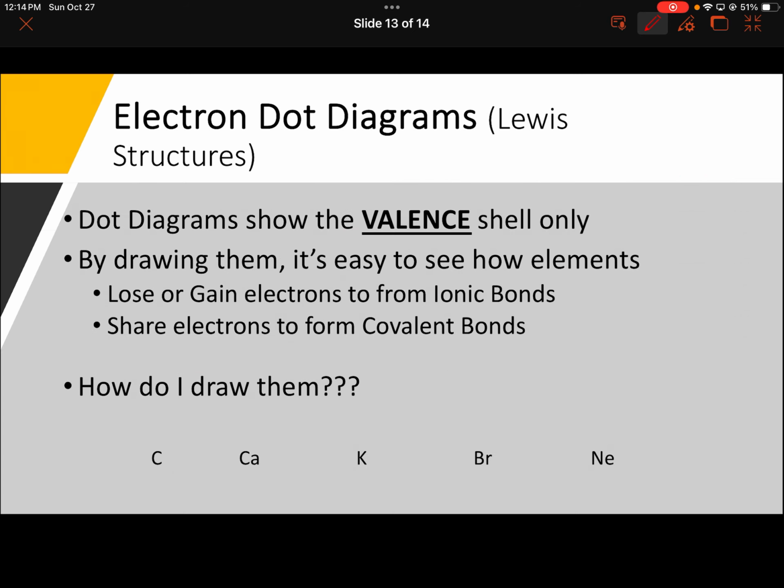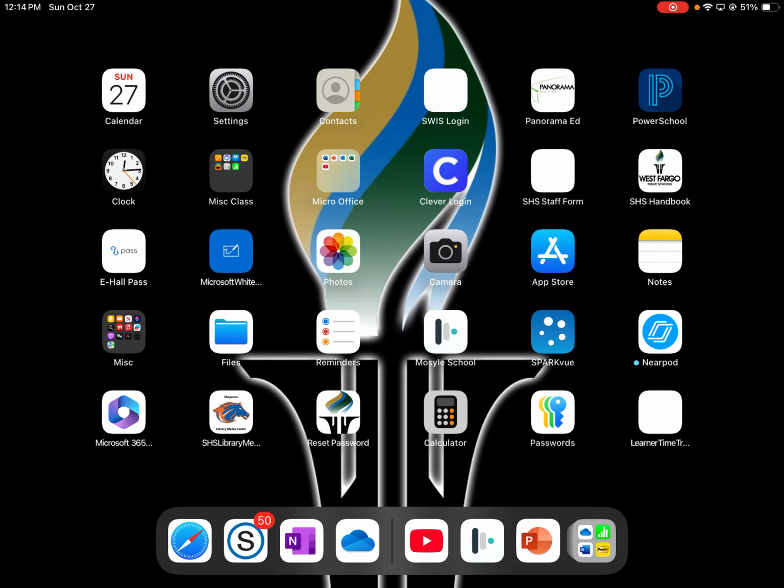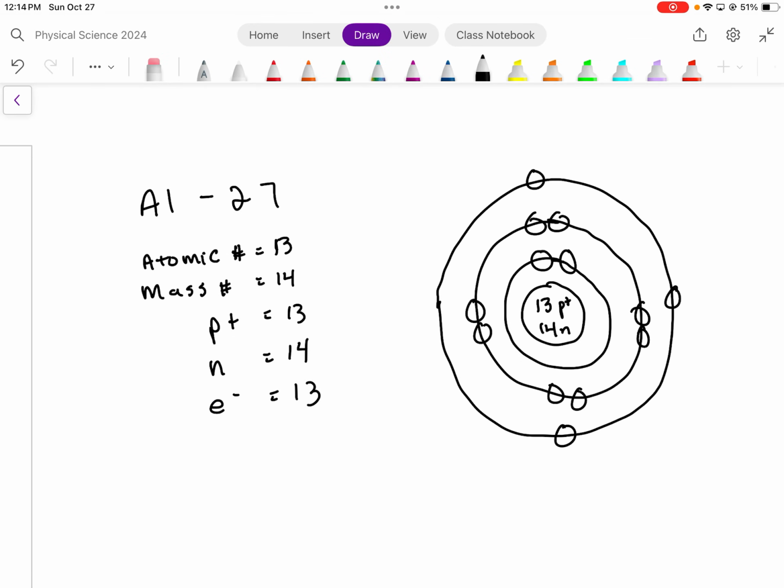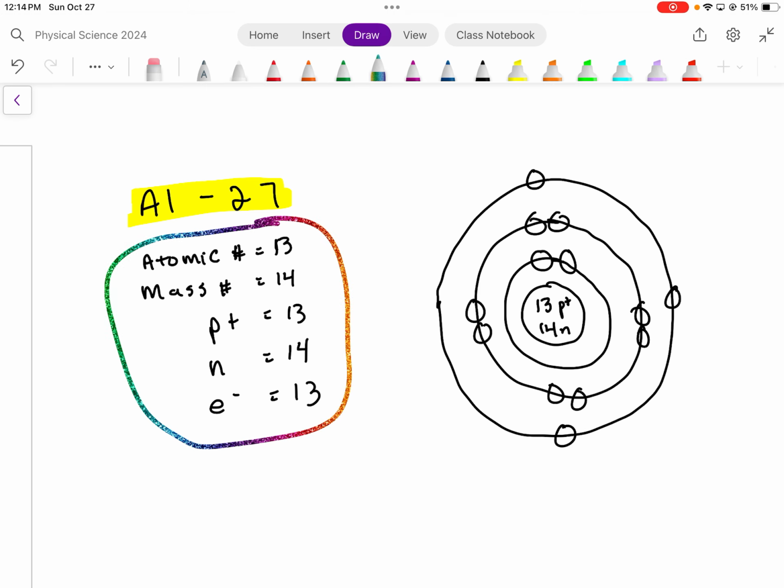So what we're going to practice, you guys, is doing some dot diagrams. And dot diagrams show the valence electrons only. And so by drawing them, it's really easy to see if atoms are going to gain or lose electrons, and so we'll see those. So in a moment, we'll do those items across the bottom, but what I want to look at first is here. I've got a drawing for aluminum with a mass of 27. And we've seen these drawings before. And so here's the information that we would have done already. We've got that atomic number of 13, mass number 14, and then you can see the protons, neutrons, and electrons. So we've seen this before, and then you can see the drawing that I've got.